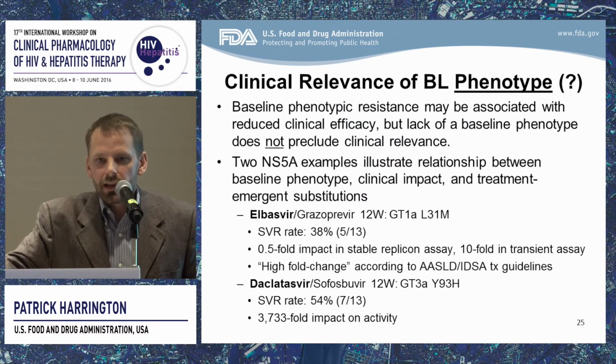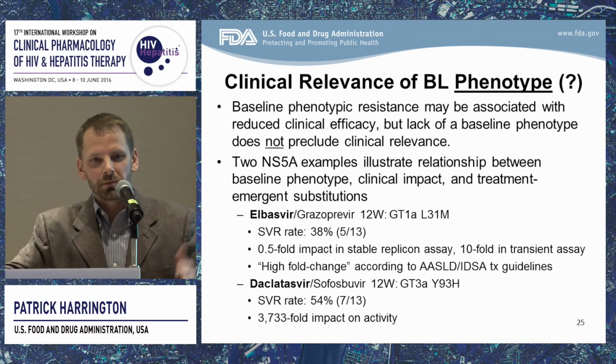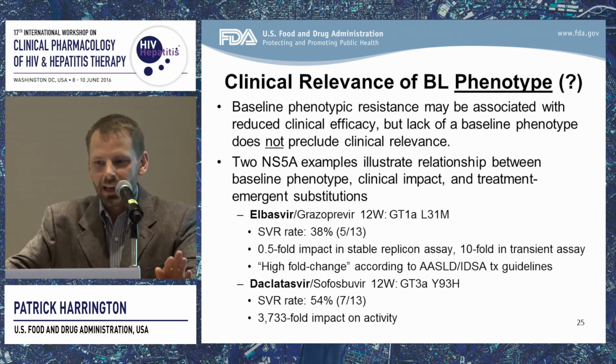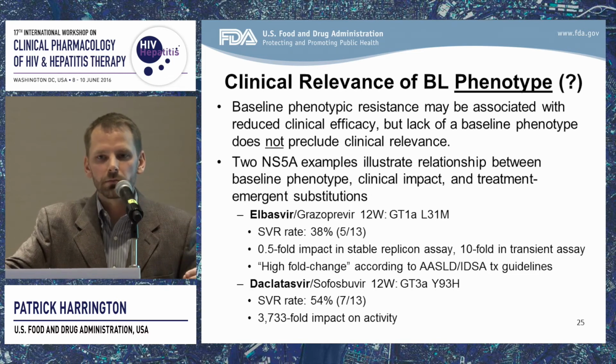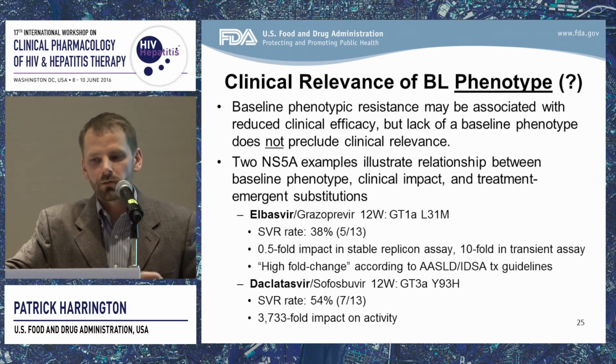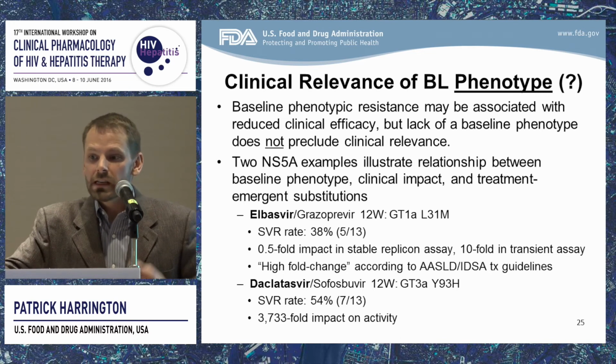So since this is a clinical pharmacology audience that's probably interested in HCV pharmacodynamics, I thought I would talk a little bit about the clinical relevance of baseline phenotype. Now, some have proposed using a phenotypic assay to determine which polymorphisms are ultimately clinically relevant. And what I'm going to argue over the next few slides is that baseline phenotypic resistance may be associated with reduced efficacy, but the lack of a baseline phenotype does not preclude clinical relevance.